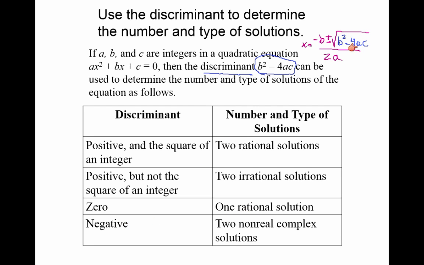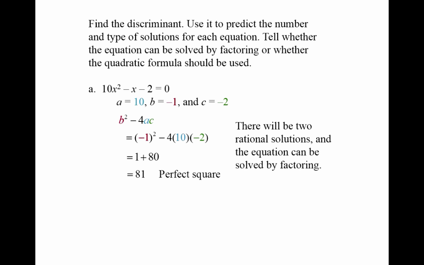Now, the last case would be where b squared minus 4ac is negative. We looked at some examples of this already. If this turns out to be negative, then we get 2 non-real complex numbers, and the i's appear in our solutions. Like we had minus 4 here, which would be minus 1 times radical 4, which is equal to 2i. So by looking at the value of b squared minus 4ac, we can find whether we have 2 rational solutions, or 2 irrational solutions, or 1 rational solution, or 2 non-real complex solutions.